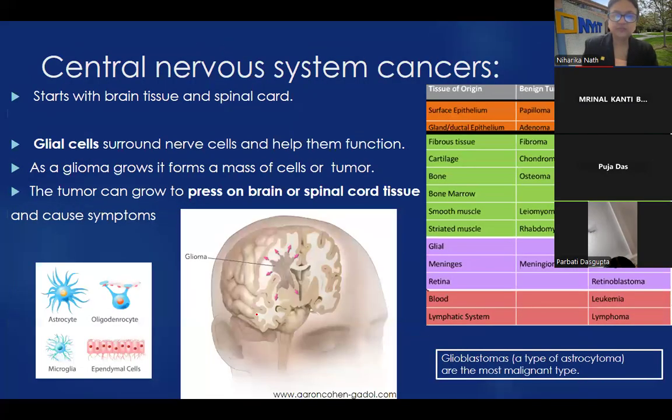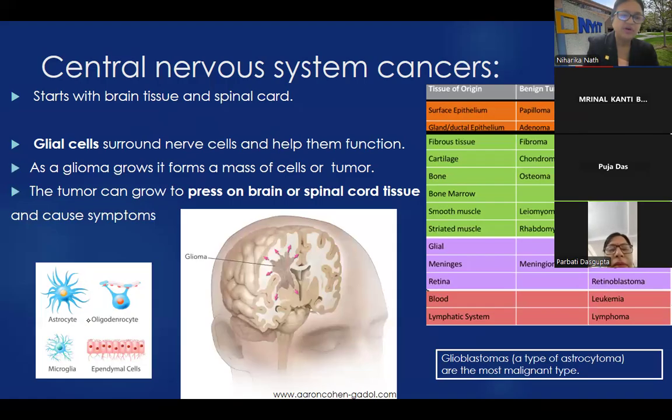Central nervous system cancers. So brain cancers. In brain cancers, they just start from the brain and the spinal cord. I put in this picture here because somehow it's going to be easier to understand with this particular picture. The central nervous system has these various kinds of cell types.